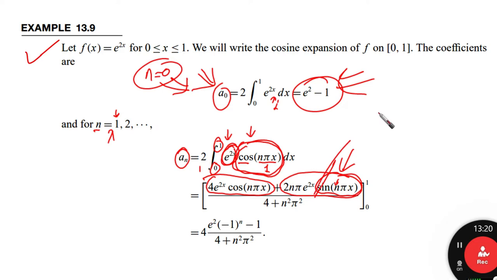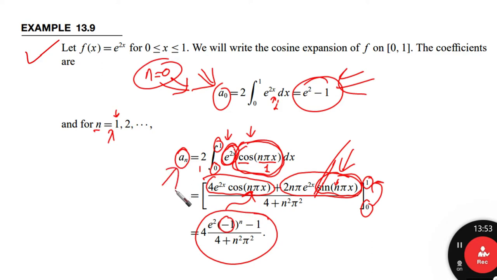So this would vanish, and then we are going to end up with 4e^(2x) cosine n pi x over 4 plus n squared pi squared from 0 to 1. Limited integration. I think that you can do it very easily, and we can end up with e squared minus 1. Remember, this is minus 1 always whenever we have cosine n pi x, and I have explained it before. Okay, we're going to end up with this minus 1 over 4 plus n squared pi squared. So this is our an terms. This is going to be our an terms.